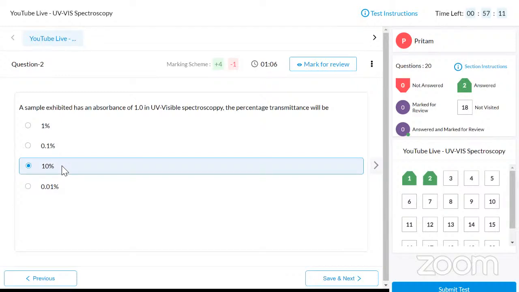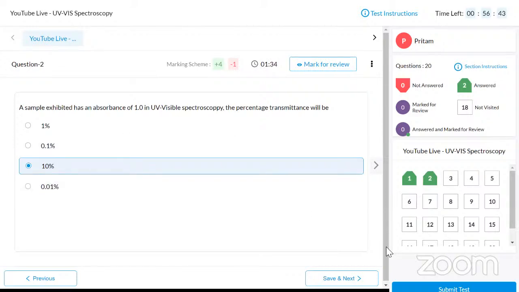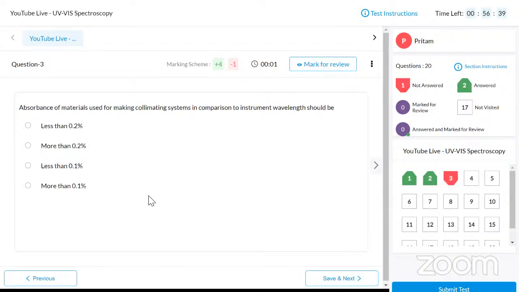When you study the Beer-Lambert law, you will get multiple equations from it. The simple equation to calculate absorbance is 2 minus log percent transmittance. Now, if you have to find percent transmittance, then while rearranging the formula, we get percent transmittance equals antilog of 2 minus absorbance. So absorbance in the question is 1. So 2 minus 1 is 1, and antilog of 1 is 10. So the percent transmittance, our answer, is 10%. Moving on to the next question.